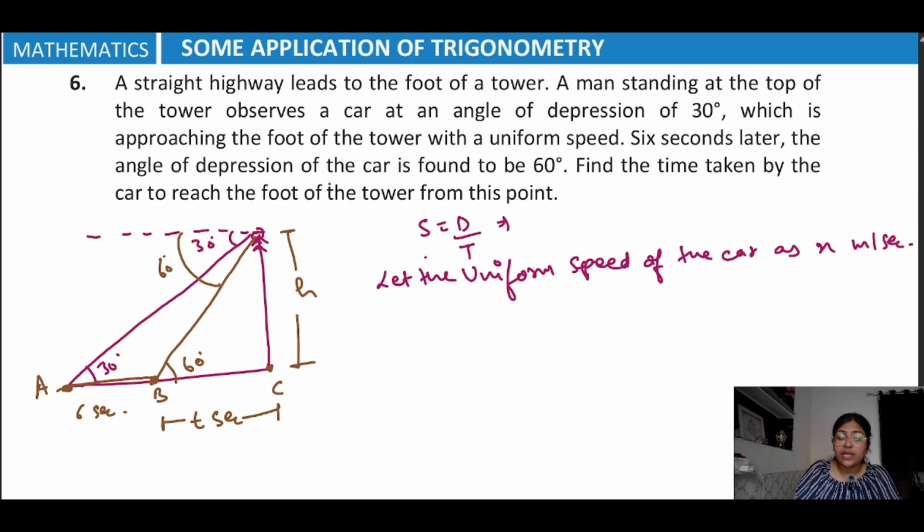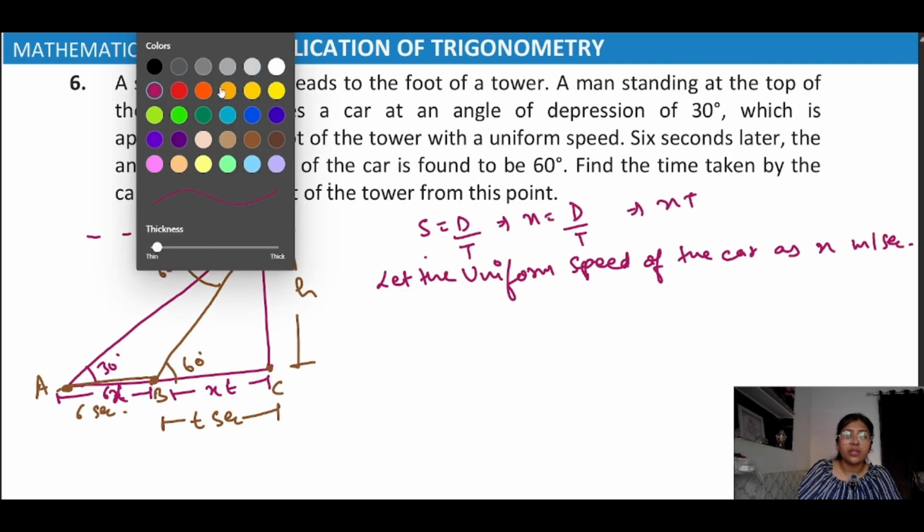If the speed is x, then what will be the distance? Distance will be xt for the time t. So BC is xt and AB is 6x, very good, because the time is 6 and the speed is x. Time into speed is distance. So AB distance is 6x, BC distance is xt. We need to find out T, the time taken by the car to reach the foot of the tower. Okay, solve this. Can you do this?